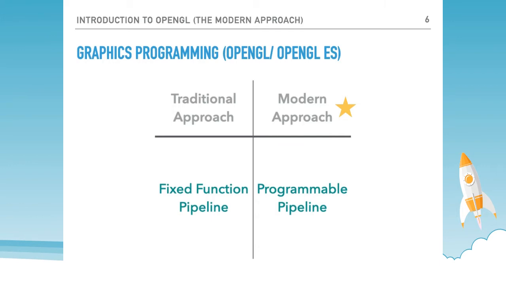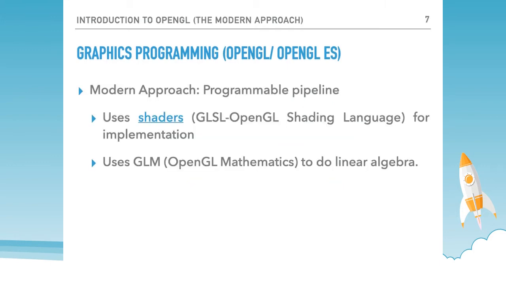Today, we are going to look at the programmable pipeline, which I have categorized into modern approach. Now, this modern approach mainly uses shaders for the implementation, and the language they are using is called GLSL, which stands for OpenGL Shading Language. And besides that, they use extensively GLM, or OpenGL Mathematics, to do some linear algebra.